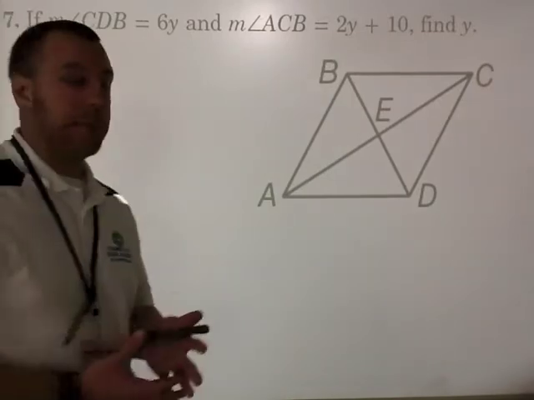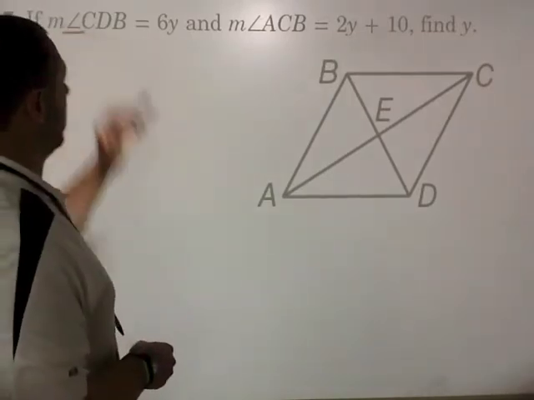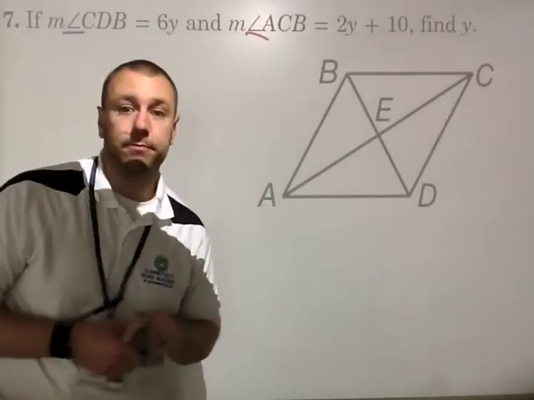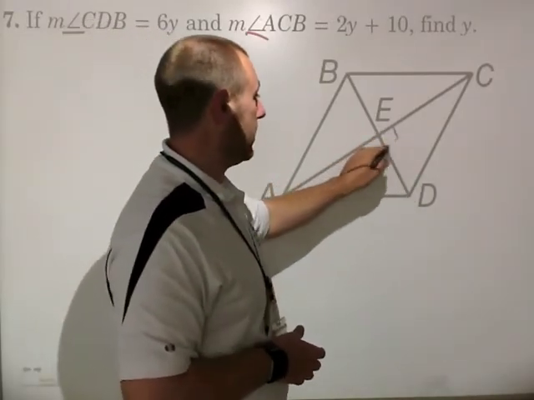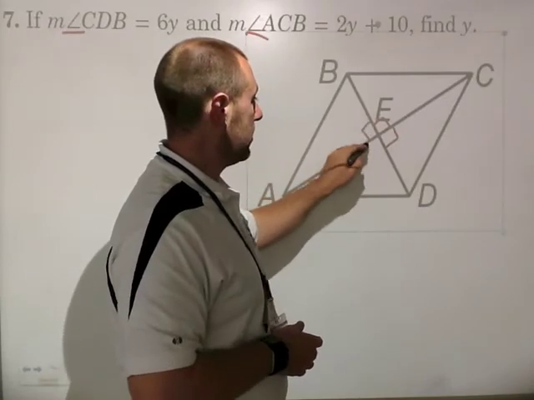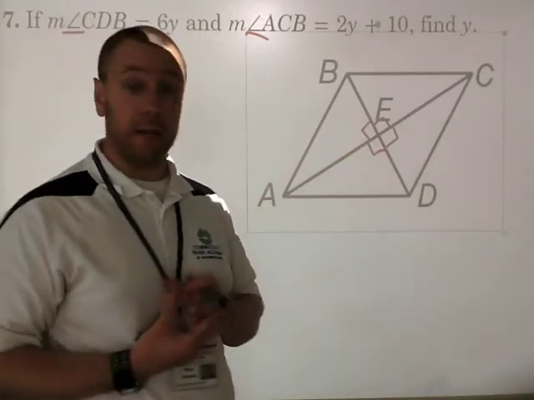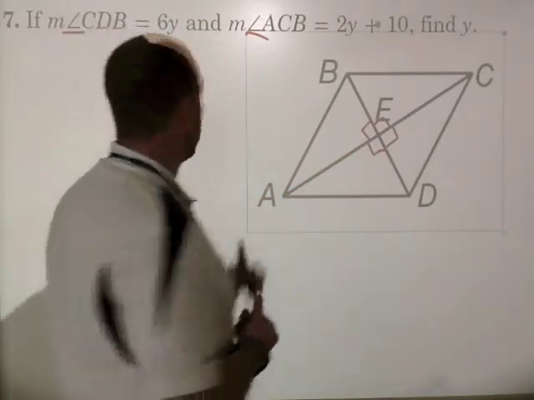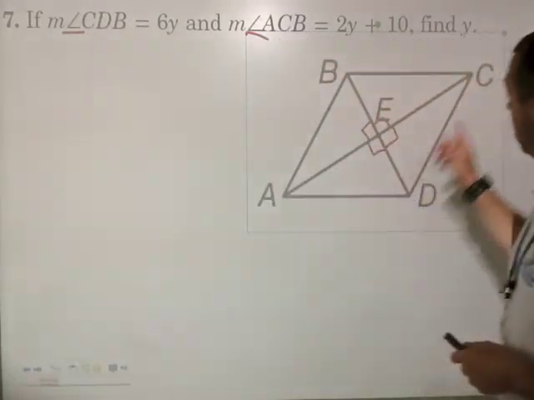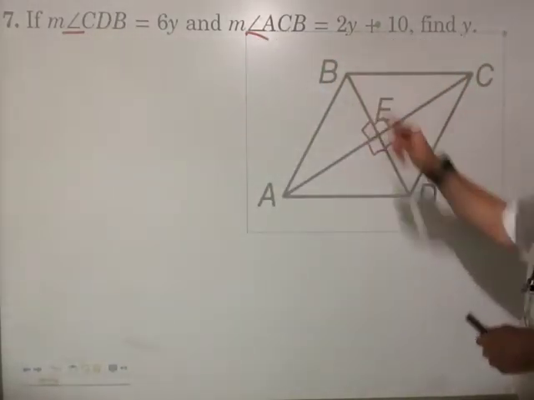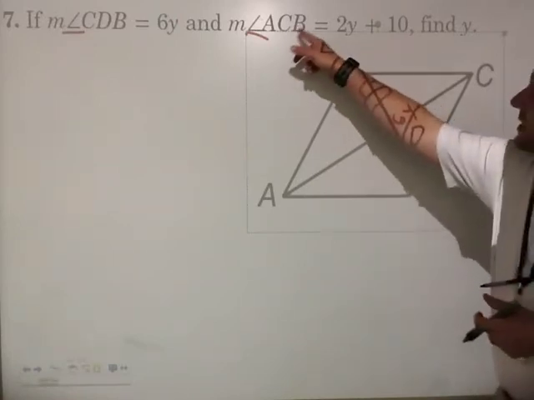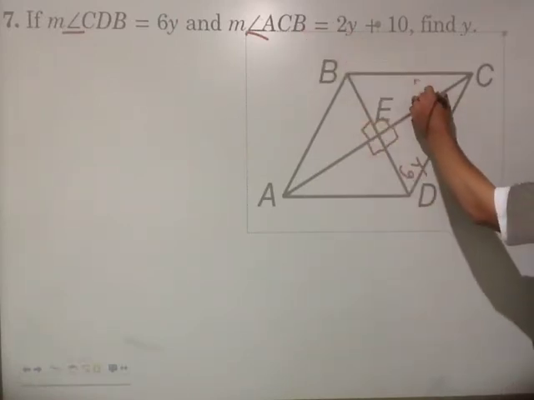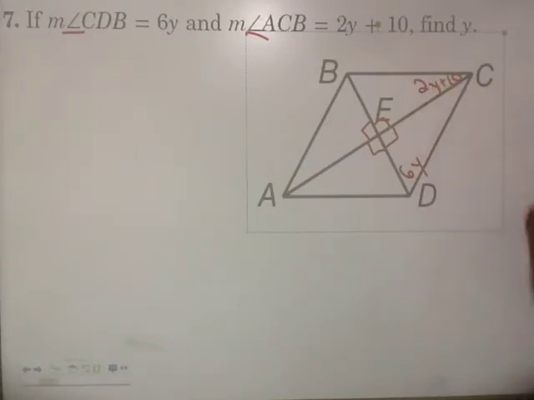For this next example, we have, again, angle skip. The first thing, this is a rhombus, so I'm going to label some right angles here, because those are all right angles in there. And now I'm going to label the angles. CDB is 6y. ACB is 2y plus 10.